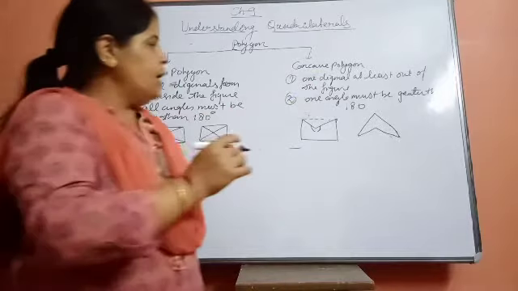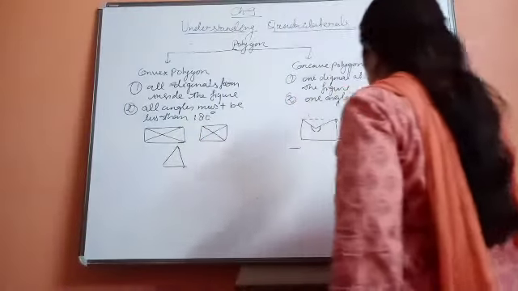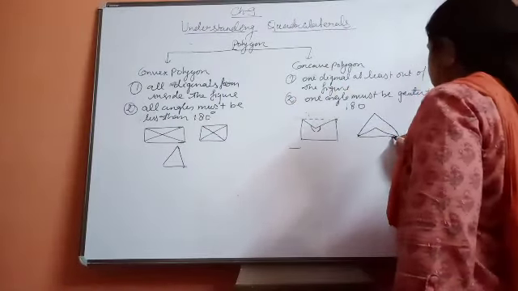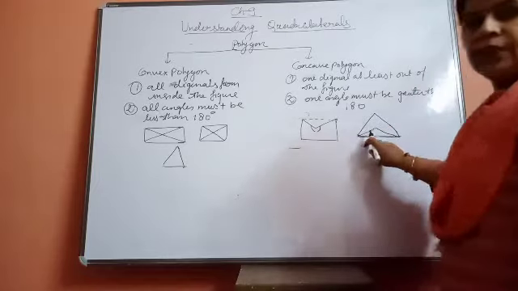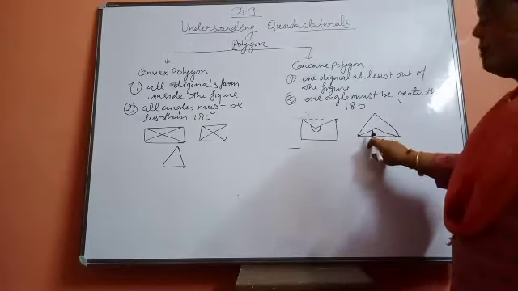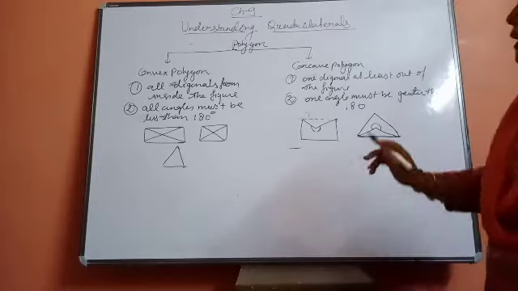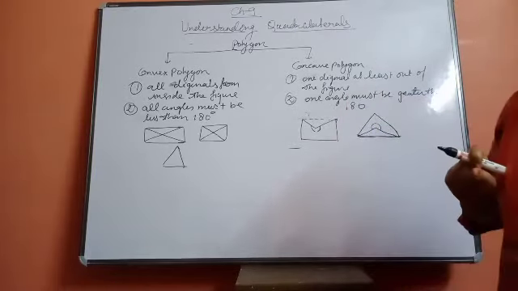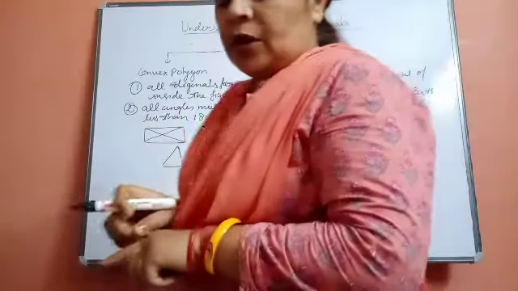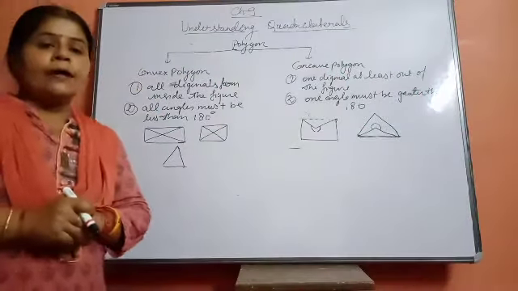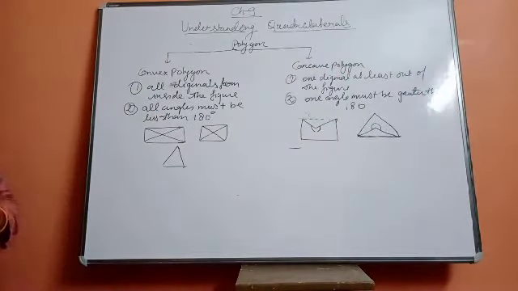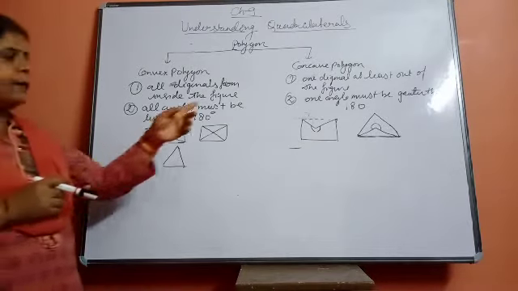Here also, if I join these two corners, okay, then also this line segment is coming out of the figure. It is a diagonal, and it is coming out of the figure, and you see that this angle is also greater than 180. That's why it is a concave polygon. Okay. Now next thing we are going to, maybe everybody of you is clear now, convex polygon and concave polygon.